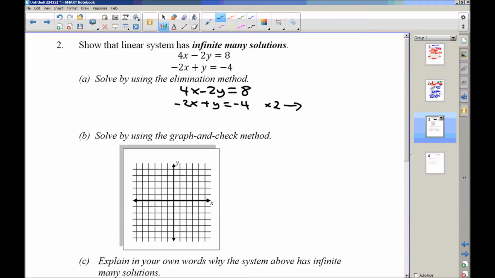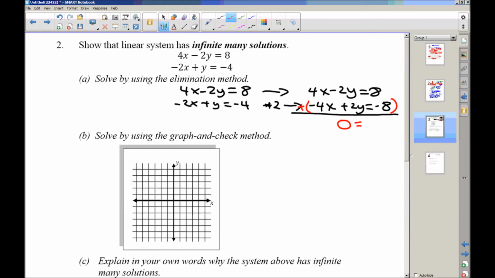So I'll times equation 2 by 2, and I'll leave equation 1 exactly the same. So 4x minus 2y equals 8. And this will give me negative 4x plus 2y equals negative 8. Okay. When I solve this system, I could add to make the x's go away. So 4 plus negative 4 will give me 0x. Negative 2 plus positive 2 will give me 0y, so I don't have anything left on the left side. And on the right side, 8 plus negative 8 will give me 0.